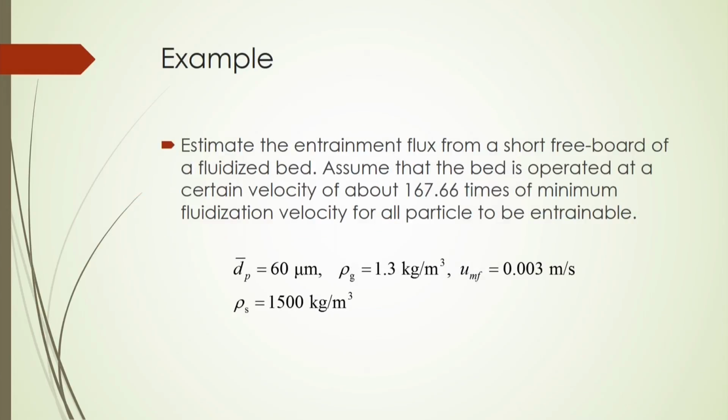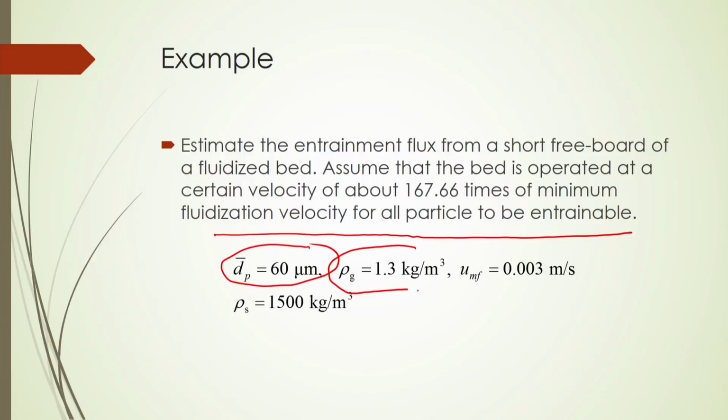Now, let us do an example. Estimate the entrainment flux from a short freeboard of a fluidized bed. In this case, assume that the bed is operated at a velocity of about 167.66 times the minimum fluidization velocity for all particles to be entrainable. dP is given to you, and then the density of the gas, the minimum velocity of fluidization is given, and the solid particle density is 1500 kg per meter cube.